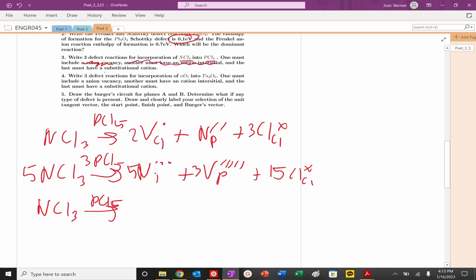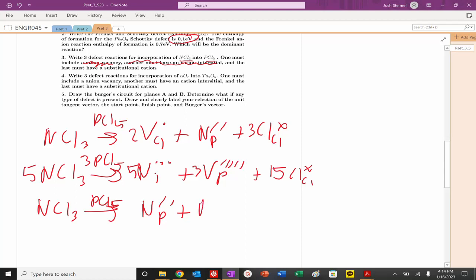And the last one, we did the cation interstitial. Now we need a substitutional cation, so we can just do N on P like we did previously. I want to make it just a little bit interesting, but maybe we don't have to be too interesting. We could just put that there. I could also put a little interstitial.